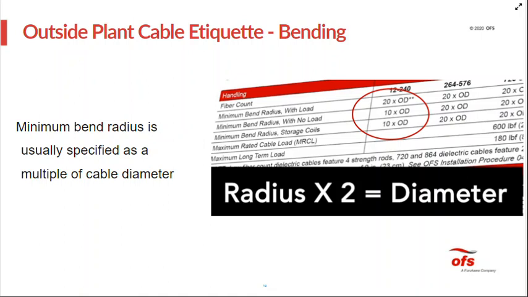And remember that typically in a data sheet, and not only for OFS, but I think for pretty much all manufacturers, the data sheet is going to talk about bend radius. So when we go to select the fiber optic cable sheave or the capstan, we have to multiply that radius by 2 to determine the diameter required for the installation tools.